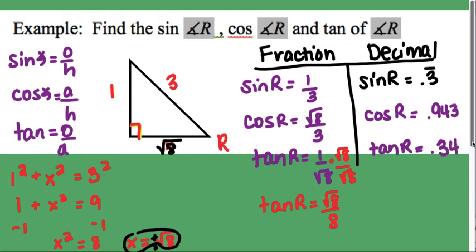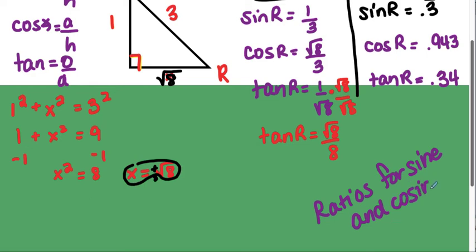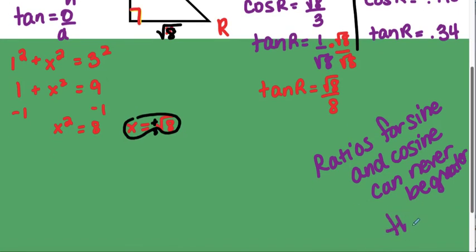Okay. Now, there are a couple things to note. One thing I want you to think about. The ratios for sine and cosine can never be greater than 1. They can never be greater than 1. Now I want you to think about why that is. We're going to talk about it in class tomorrow, okay?